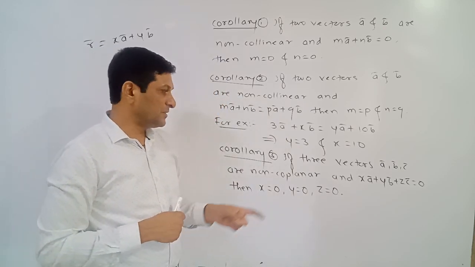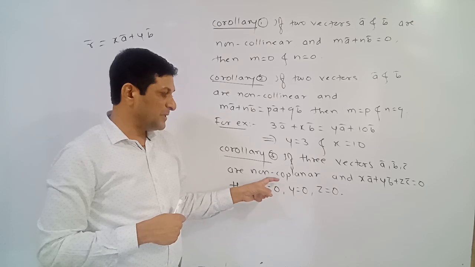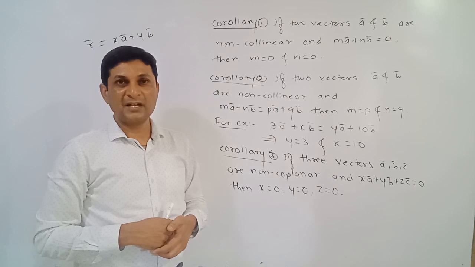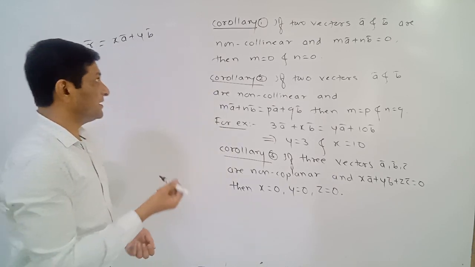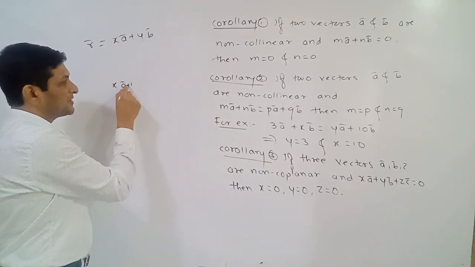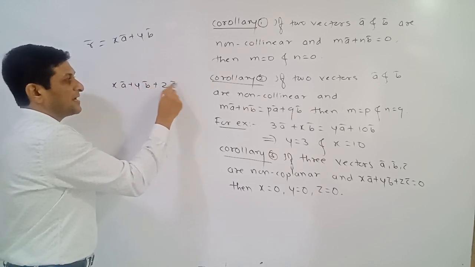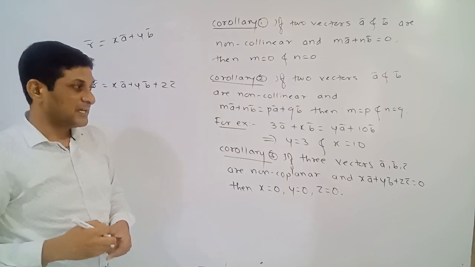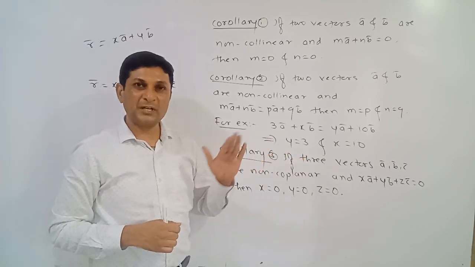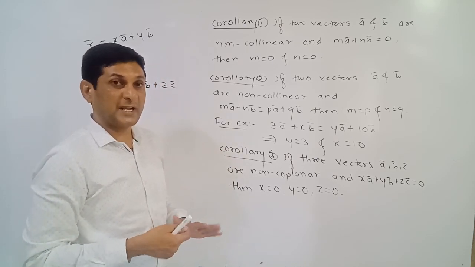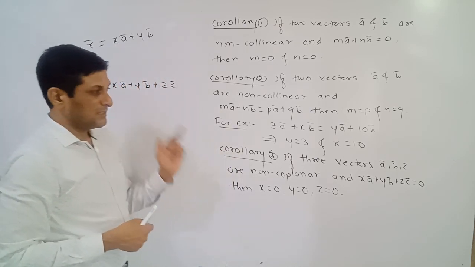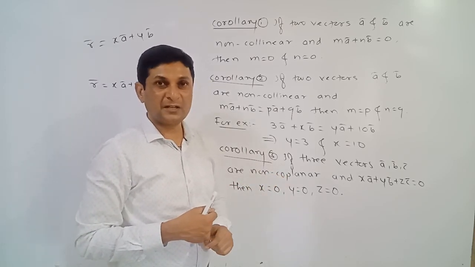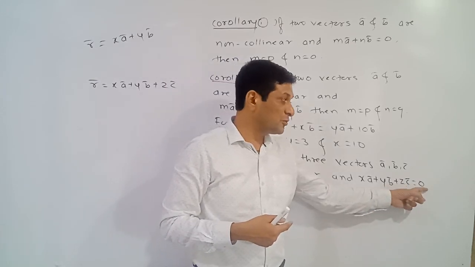In corollary number 3, three vectors are given to us, A bar, B bar, C bar, which are non-coplanar. Our last theorem, the fourth theorem, says that if vectors are non-coplanar, then their linear combination, xA bar plus yB bar plus zC bar, is always a new vector. In that theorem we denoted that new vector by R bar. If the vectors are coplanar, then the linear combination is 0. But if they are non-coplanar, then the linear combination is a new vector. Here also the vectors are non-coplanar, so definitely the linear combination of these three vectors cannot be 0. It should be a new vector.